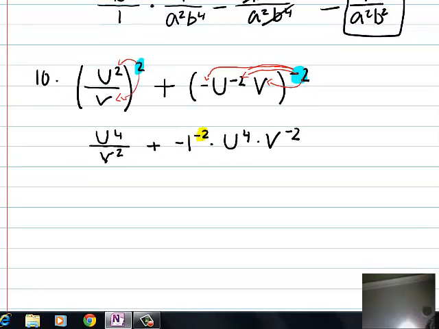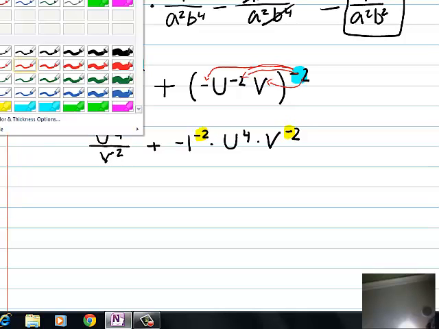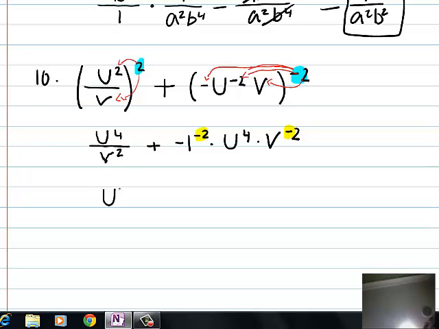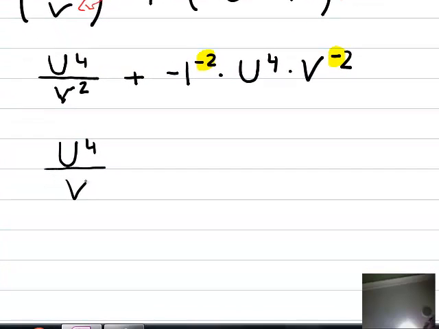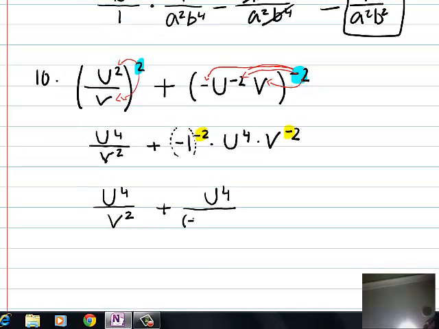All right. So remember, anything that's a negative exponent goes down in the denominator. So u to the 4 over v squared plus, and then the only thing that stays on top is u to the 4, and then you've got negative 1 raised to the second power. And by the way, I should have put it in parentheses because that's negative 1 raised to the negative 2. Okay, so put that in parentheses. When you move it down, it becomes negative 1. So the negative doesn't change. This doesn't change sign when you move it down. The only thing that changes sign is the exponent.